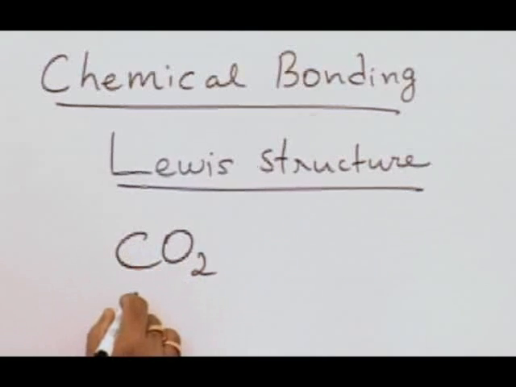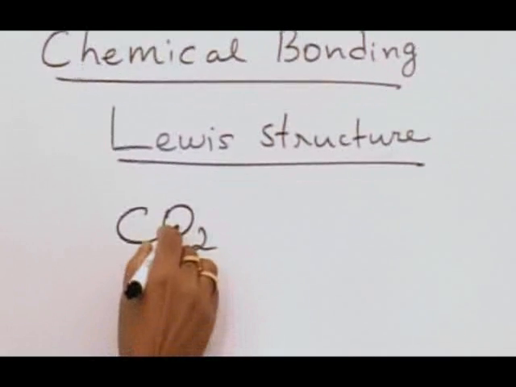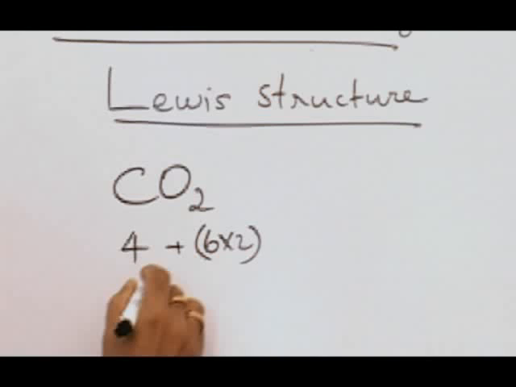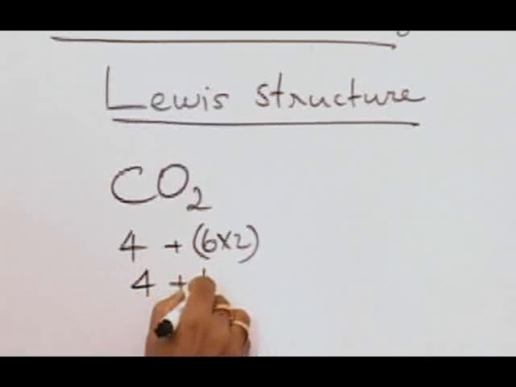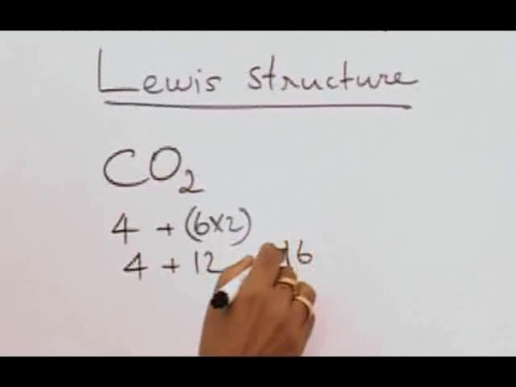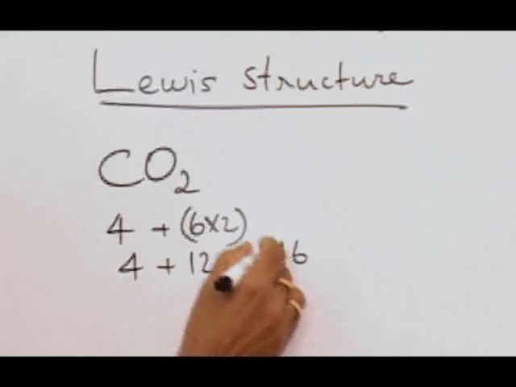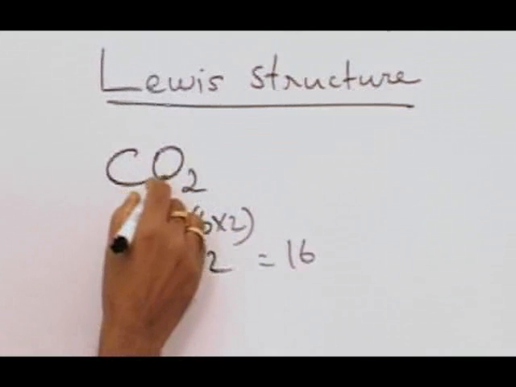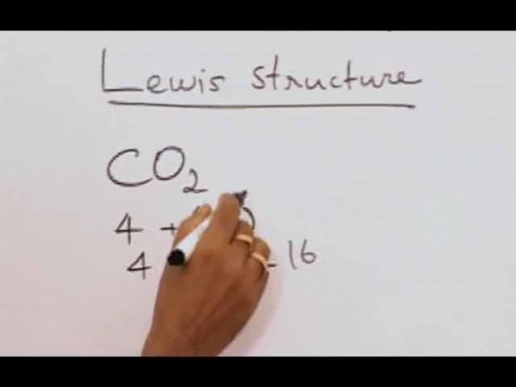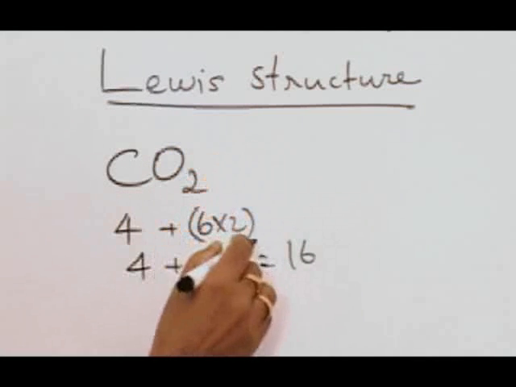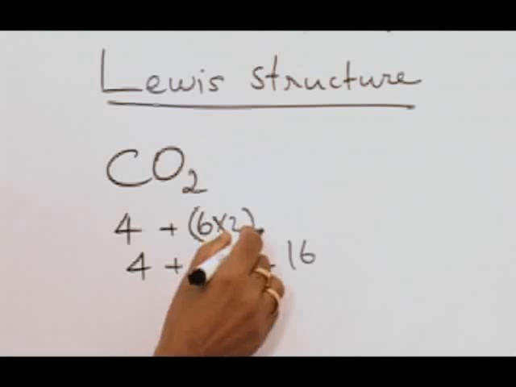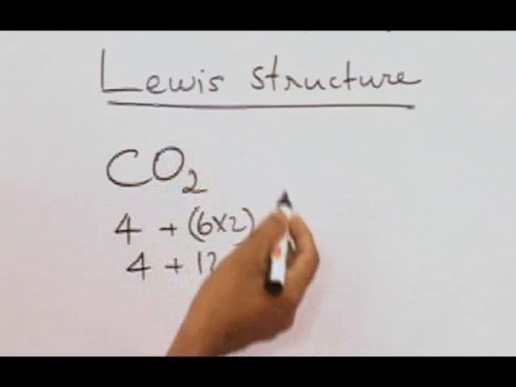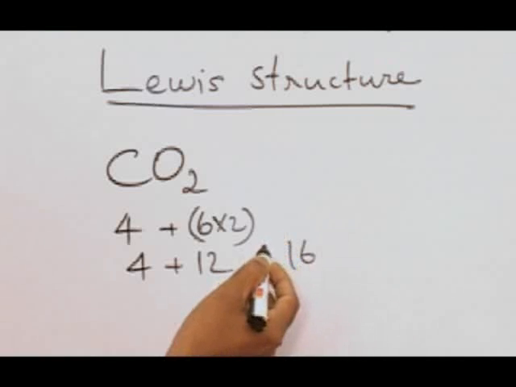For example, carbon has 4 and each oxygen has 6. So, 6 into 2, now you have 4 plus 12, 16 electrons. And the 16 electrons are allotted in such a way that each atom or element has an octet. Then the Lewis structure will be confirmed. Sometimes what happens, there will be a super octet, that is more than 8 electrons on the central atom.